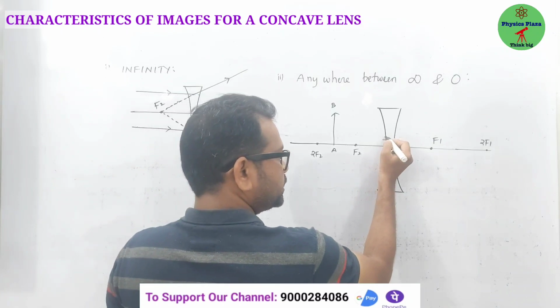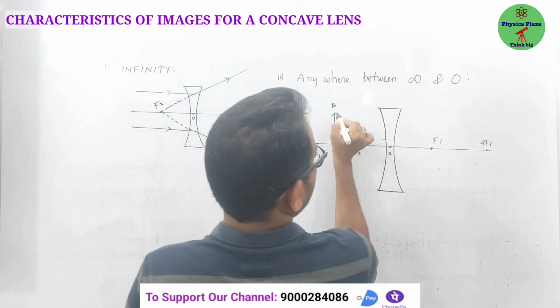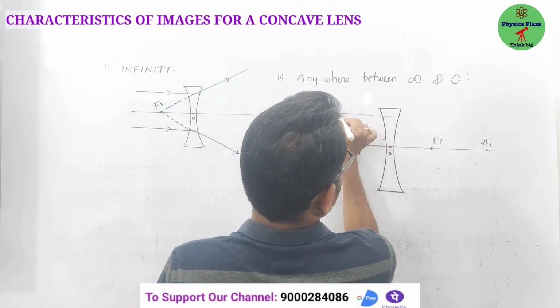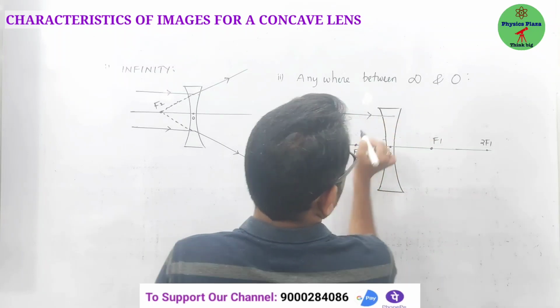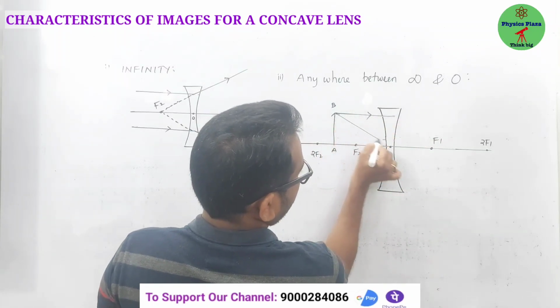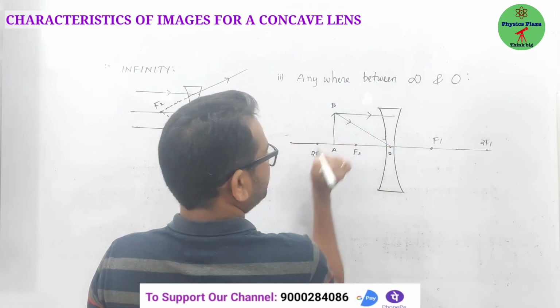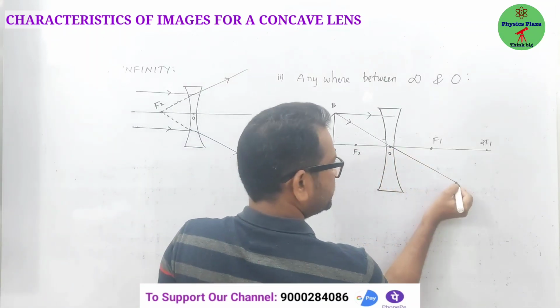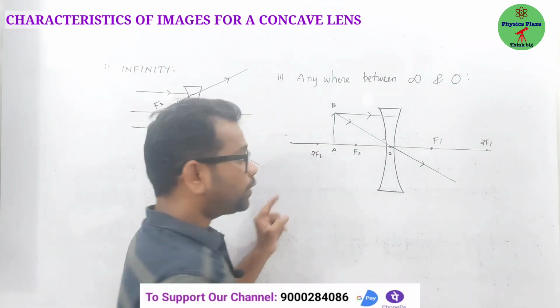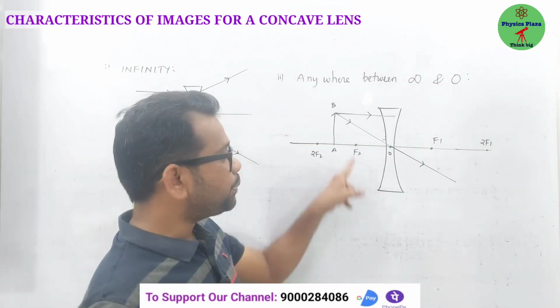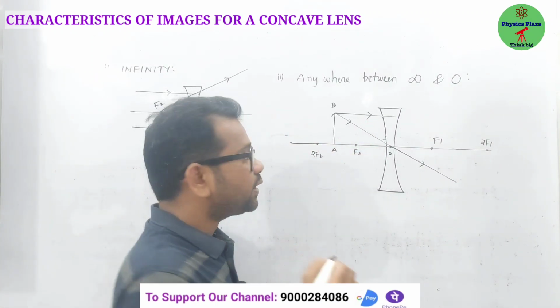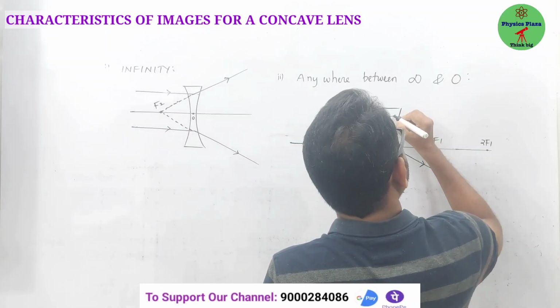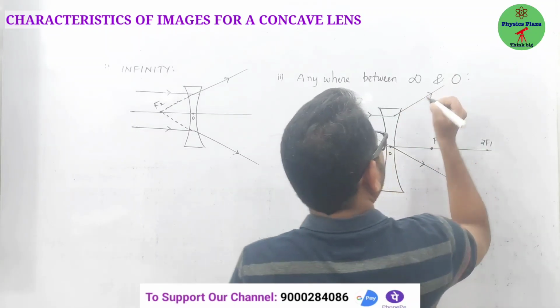So we have to consider two light rays. One light ray must be coming parallel to the principal axis, and the second light ray is going through the optic center. We know that any light ray going through the optic center will go undeviated. For a concave lens, if any light ray is parallel to the principal axis, after refraction it will get diverged.